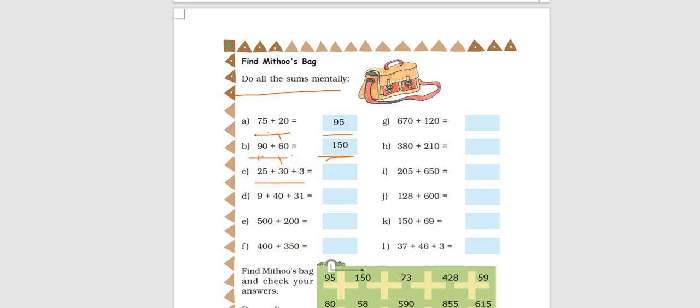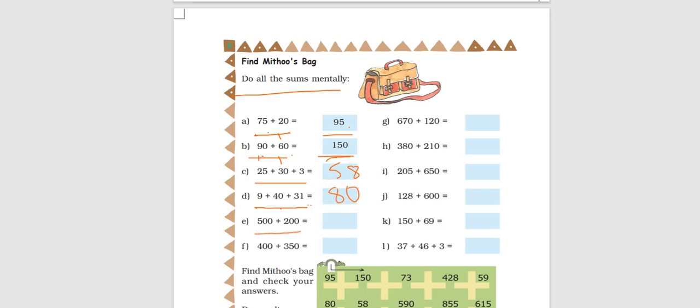25 plus 30 plus 3. Okay, 25 plus 10 is 35, 35 plus another 10 is 45, 45 and another 10 is 55, plus 3 is 58. Now, 9 plus 40 plus 31. 4 tens and 3 tens is 7 tens, and there's a 1, so 71. 1 and 9 ones is 10 ones, for a total of 8 tens, which is 80.